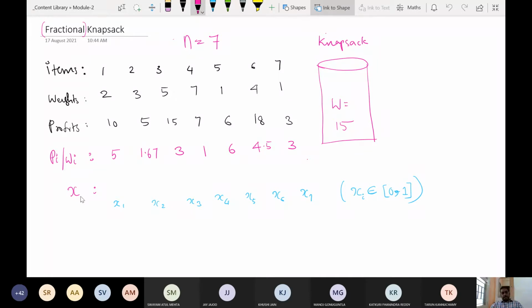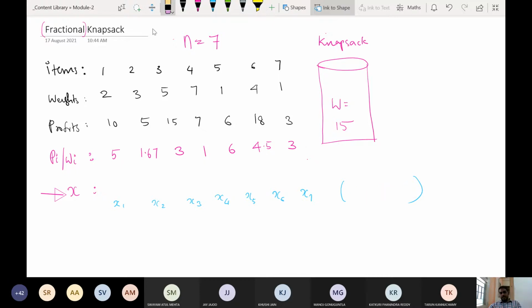Okay. That is why I have written here. You can see the last row, it is X. And this X corresponds to what quantity of a particular item I should include. Item number 1, what quantity? That will be represented as X1. Item number 2, what quantity? That is represented as X2. Like that. So this means each Xi is in the interval, or I'll make this more easy.